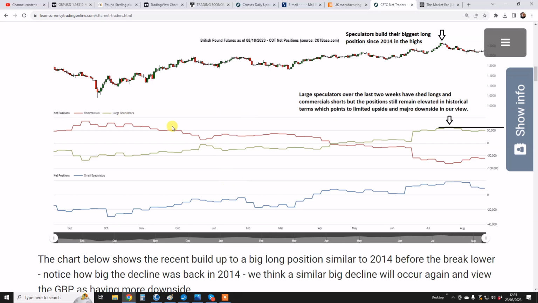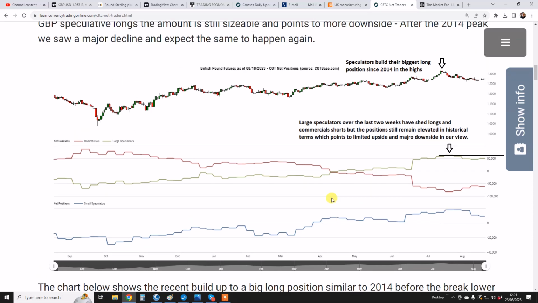Now, we're not interested in every twist and turn on the report. We want big divergence. You can see here that speculators build up a really big long position. It's the biggest since 2014. We double top and then we move to the downside. Speculators do drop off their long position a bit, but last week they built back up again. Commercials are mirroring the speculators in the opposite direction. This position is still way too big and points to more pound downside.